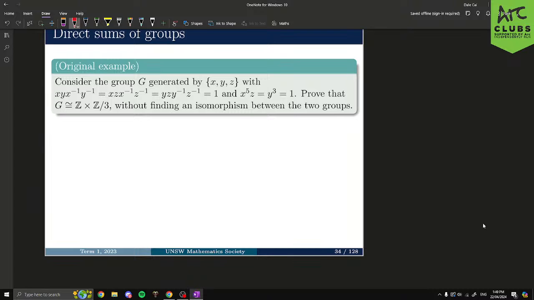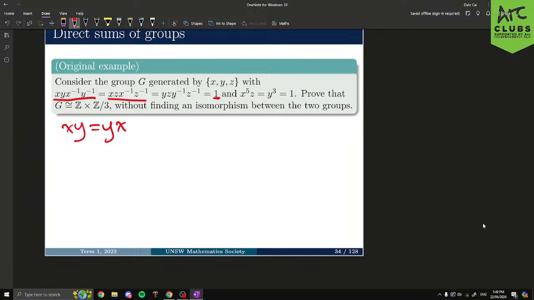Okay. So what would we do here? Well, let's look at each of the conditions and see what they mean. Let's take this, for example, equaling 1. If I multiply the right by y, and then the right by x, what I would end up with is xy equals yx. So this tells me that x and y commute.